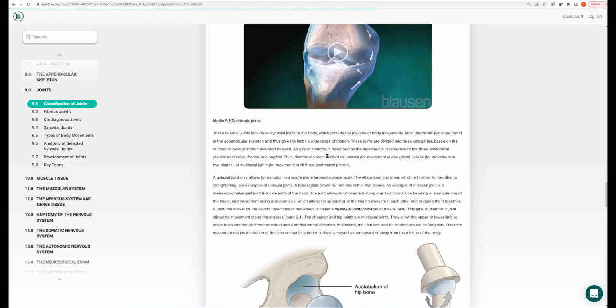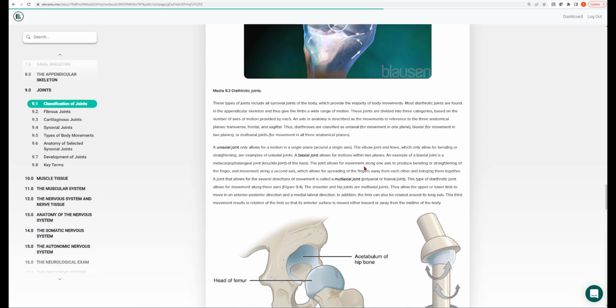These diarthroses can be classified as uniaxial, meaning they move in just one plane. Think the knee or the elbow. There are biaxial movements where things move in 2 planes. And then there are multiaxial joints where bones are able to move in multiple planes. So again, the elbow and the knee are good examples of uniaxial joints, freely moving.